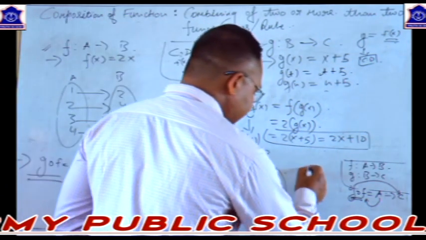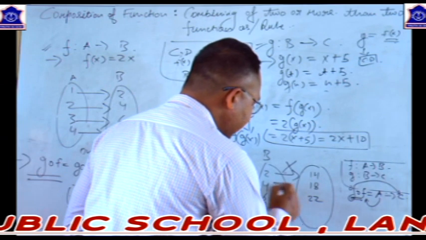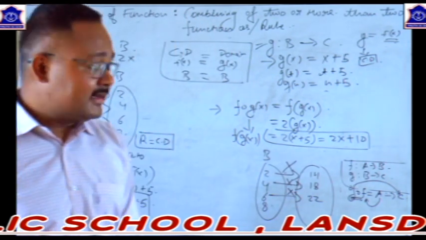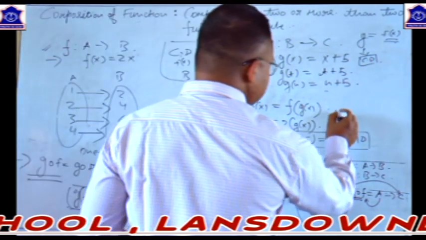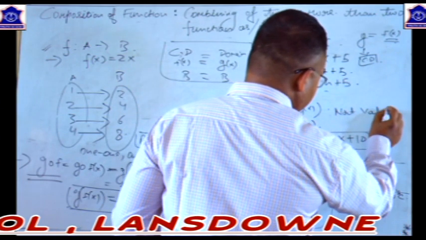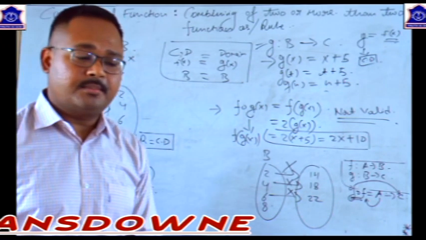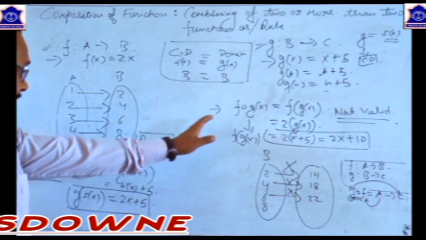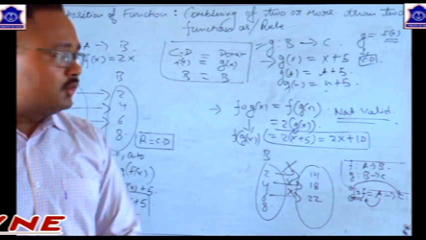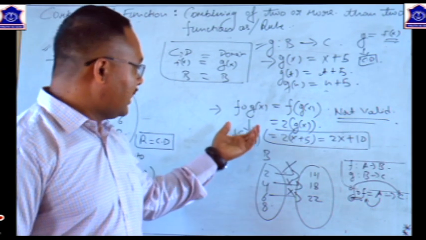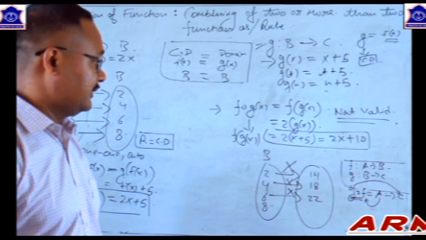Here we are getting a set whose elements are not related at all. It means that this composition, f of gx, is not valid. So in this way you can check the composition of functions, f of gx or g of fx, to prove whether the composition exists or not. Because if the composition or its rule does not exist, then the domain and codomain of the obtained function will also not exist.